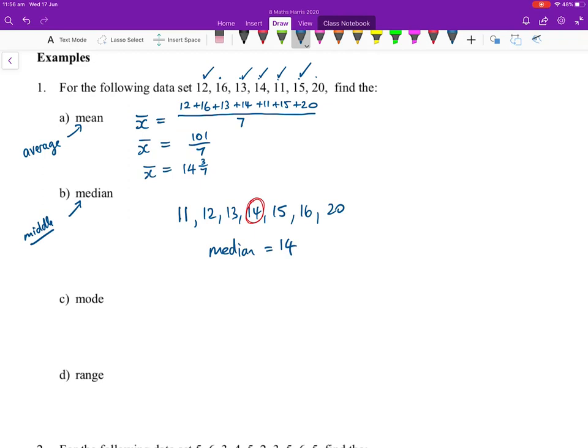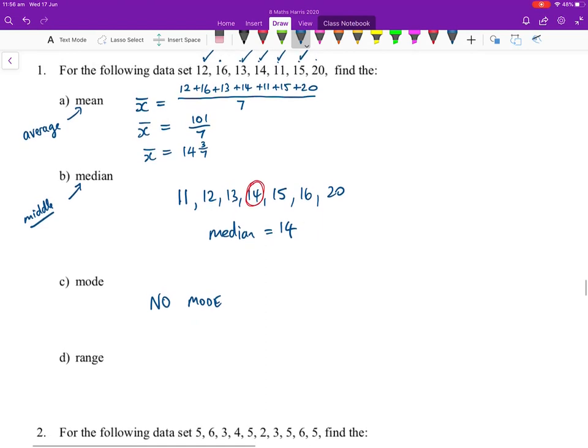Now the mode is the number that happens the most. No number gets doubled up, so there is no mode for this question. You have to have a number doubled up, and you can have more than one mode. Here's a different question. If I had something like this, 2, 2, 5, 5, 8, the mode is 2 as well as 5 because they both happen the most. Now let's get back to part D for this question, the range. The range is equal to the biggest number, which is 20, minus the smallest number, which is 11. So the range is equal to 20 take 11, which is 9.